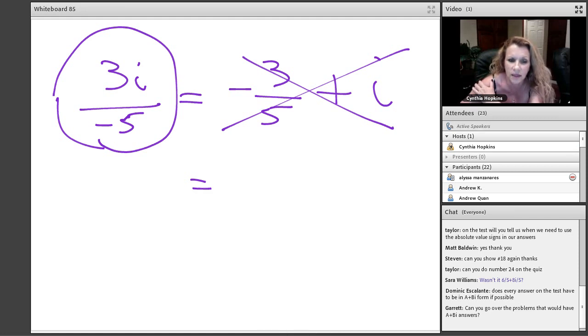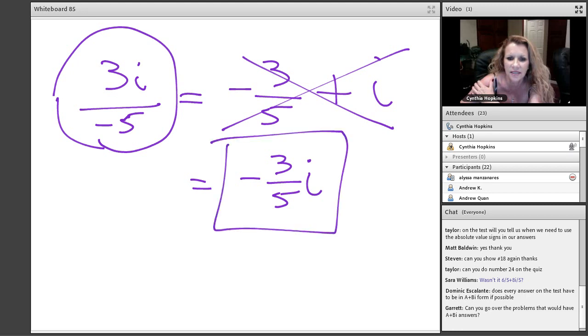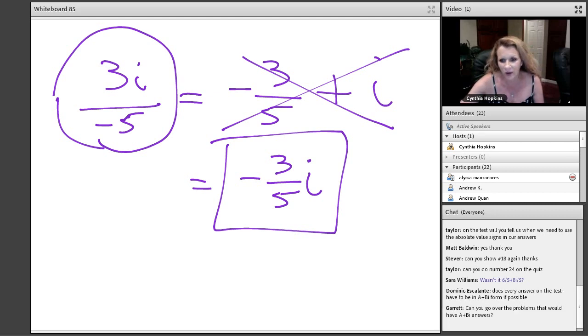And so to write this in A plus BI form, I'm not going to write anything for the A because it's 0. My B is -3/5, and then that is times I. So this is how I want you to write it. There's no A, it is 0, and you don't need to write 0 minus 3/5 I. But don't you dare make that -3/5 act as if it's the A, because it is not. It's the coefficient of I. That means it's your B. It's your coefficient of I, the imaginary part. Okay, I hope that helped.